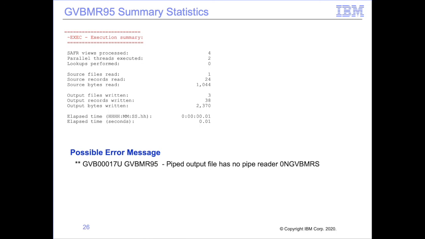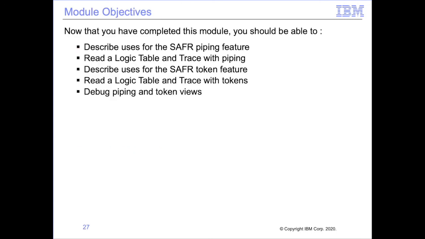Note also that a common error message may be encountered if view selection for the pass is not carefully constructed for either pipes or tokens. Execution of a pass which contains only pipe writers and no pipe readers will result in this message. The opposite is also true, with no pipe writers and only pipe reader views selected. The same is also true for token processes. Pairs of views must be executed for either process, matched by logical files containing the matching physical file for the process to execute properly. This module described using piping and tokens.